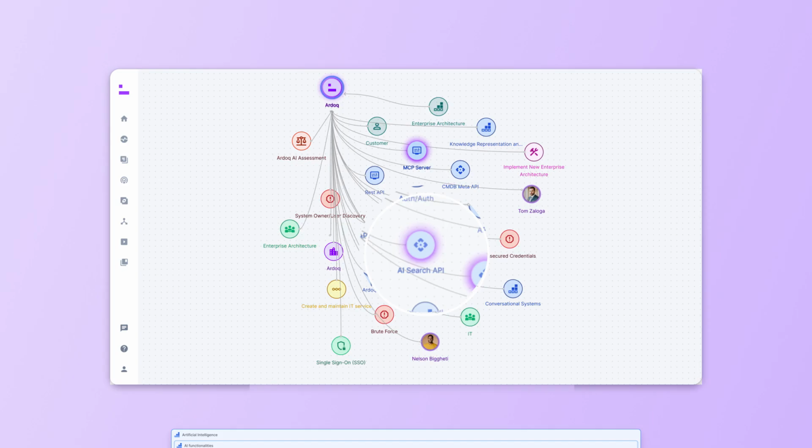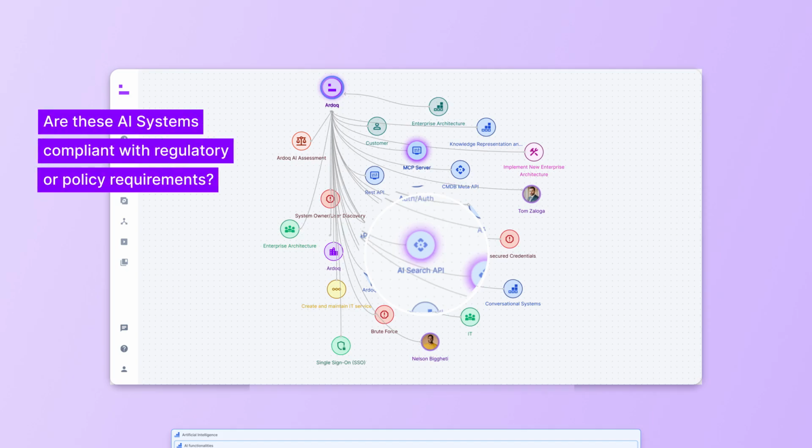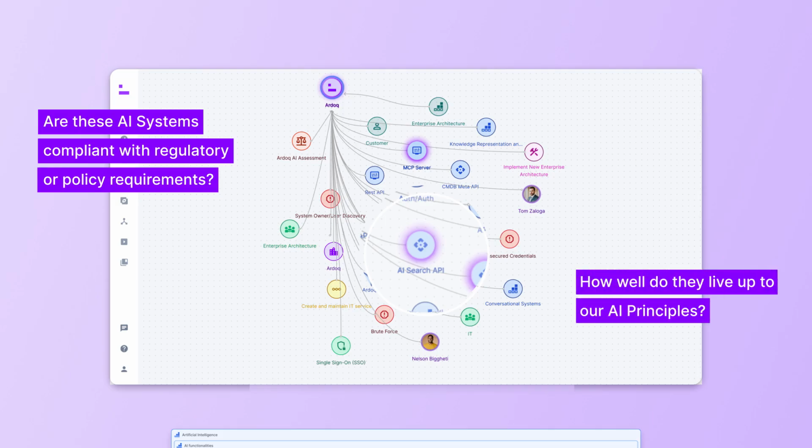We'll move on now to consider the second AI Lens solution, Enterprise AI Governance. This builds on the AI management layer we've just seen. Having identified and classified your AI systems, this solution enables you to answer these two questions and create an auditable record of the answers. Are these systems compliant with regulatory or internal policy requirements? And how well do our key AI systems live up to our AI principles?